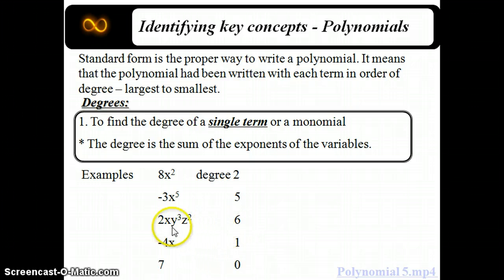So again, when you're finding the degree of a term, you add all the exponents together, keeping in mind that the letter x or the variable x has an exponent of 1 attached to it. This x here has a degree of 1 because the exponent would be 1. We don't show the 1, but it's there. And the degree of a constant would always be 0.